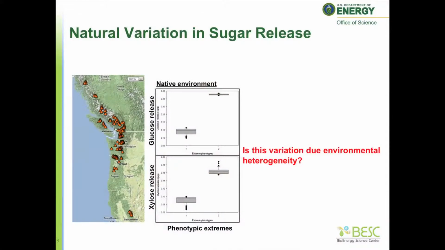What we saw when we collected the material in the wild is that the plots I'm showing represent the extreme phenotypes. Out of those 1,100 trees, I picked the 50 highest and 50 lowest. And then you can see the range of variation that's being covered between glucose and xylose release.